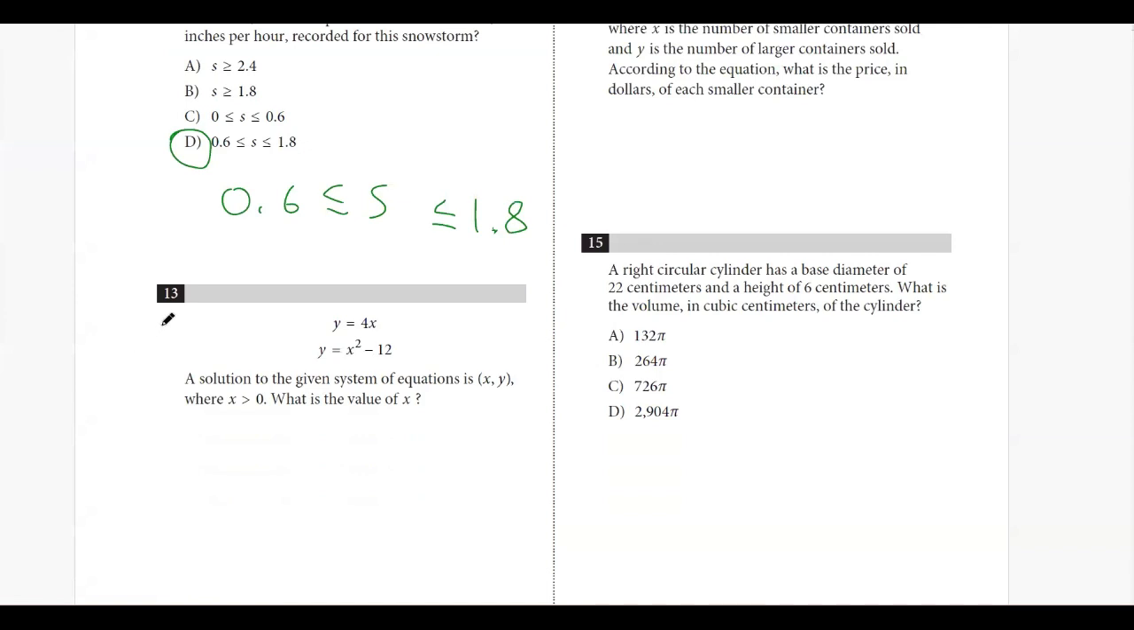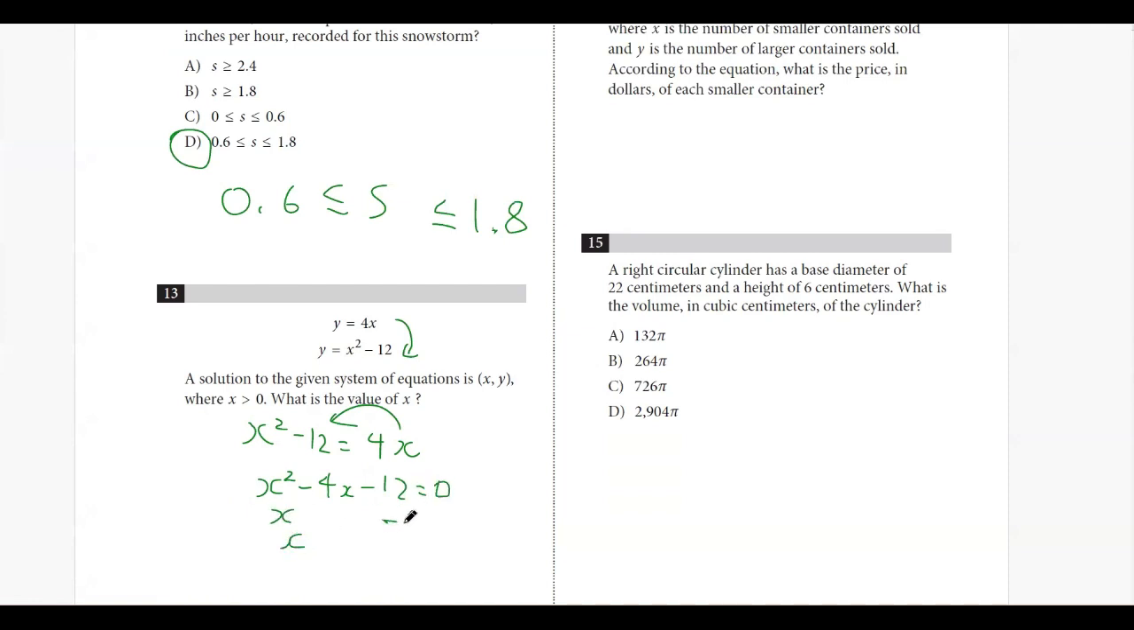The solution to the given system of equations is (x, y), where x is greater than 0. What is the value of x? Set these two equal to each other. So we've got x squared minus 12 is equal to 4x. Bring this to the left, and we have x squared minus 4x minus 12 is equal to 0.